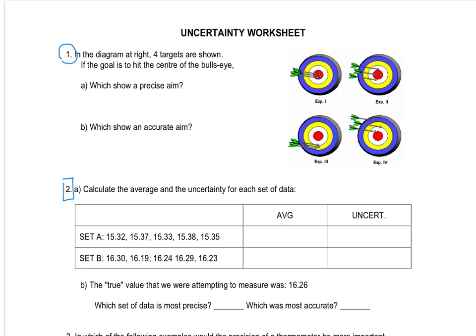Let's go down here to number 2. Okay. The way to do number 2 is I'm going to do the first one for you. So number 2, you have these 5 different values, right? There are 5 different measurements. And what you do is you find their average, okay? Now, their average in this case happens to be 15.35.